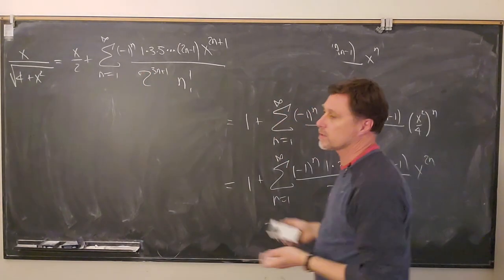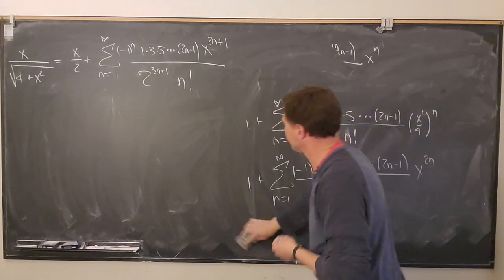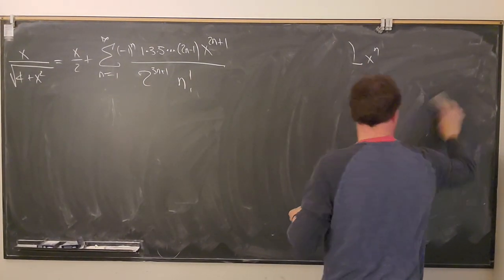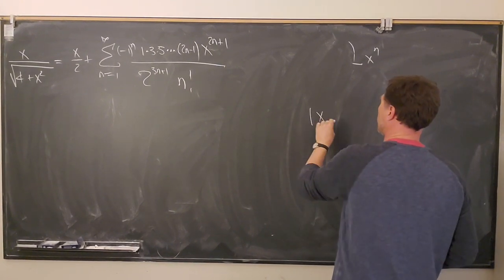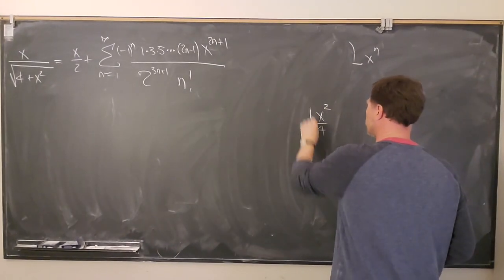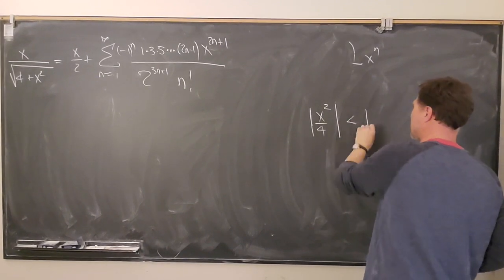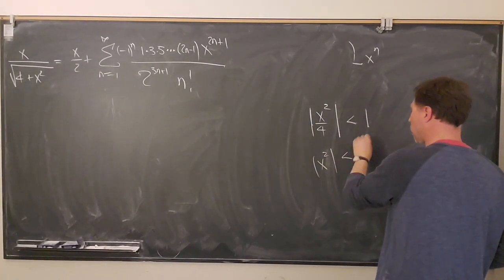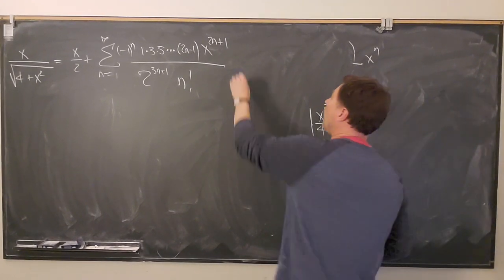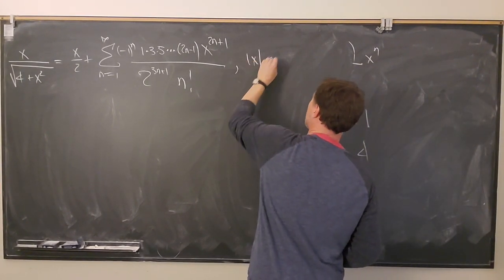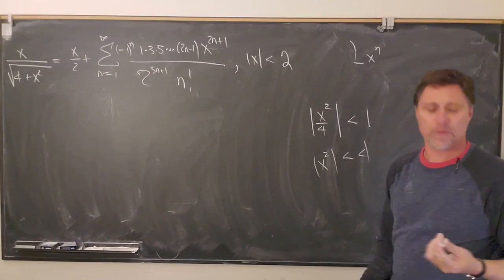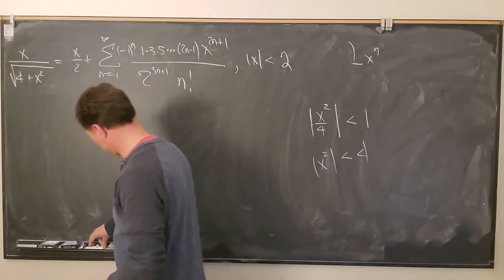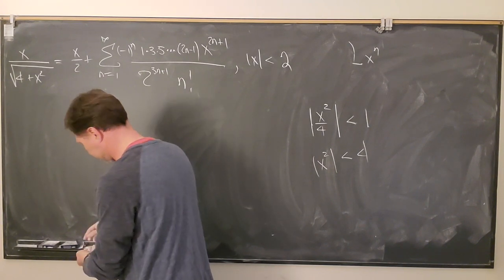Radius of convergence, absolute value of x over 4, I guess actually x squared over 4. So what do we have? Absolute value of x squared over 4 has to be less than 1, which means absolute value of x squared has to be less than 4. Take the square root. Absolute value of x has to be less than 2. So that one's a little bit more complicated, so I want to do all the steps there, right? They can be a little bit trickier when you're doing binomial stuff.